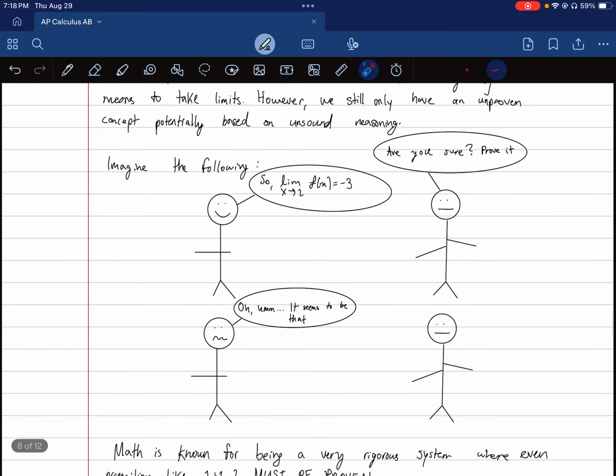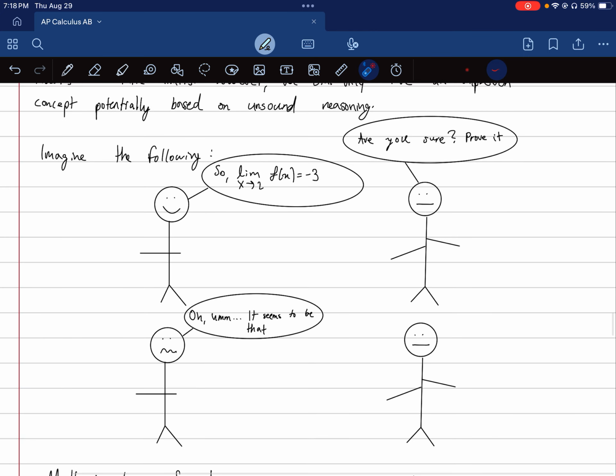So, imagine you're a mathematician at the time of the creation of the thought of the limit. You might be explaining to someone, the limit as x approaches 2, f of x gets closer to minus 3 as x approaches 2. You might be saying that. And a skeptic might respond by saying, are you sure? How can you prove this?